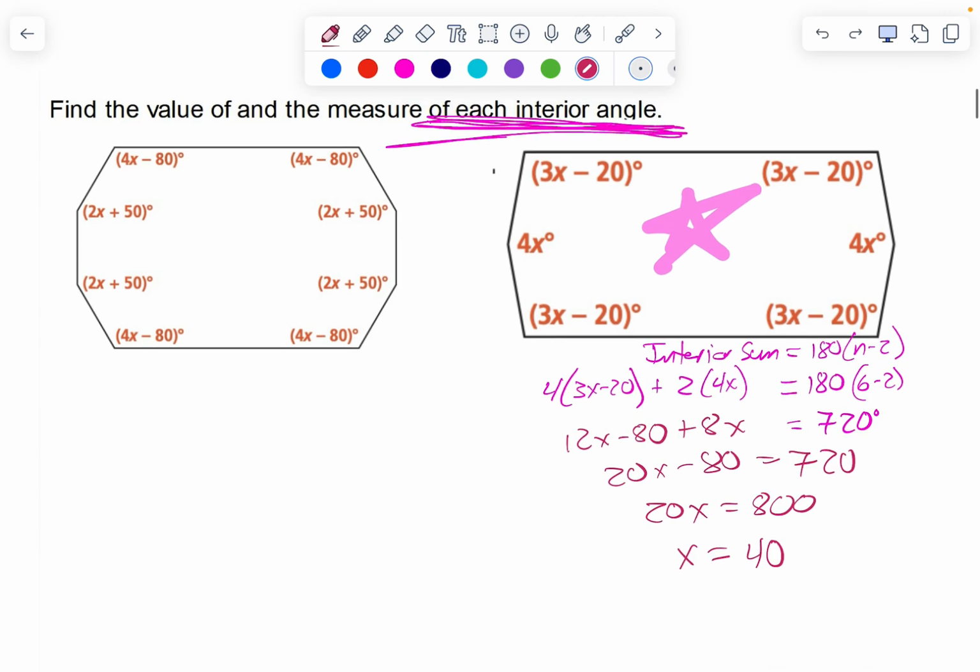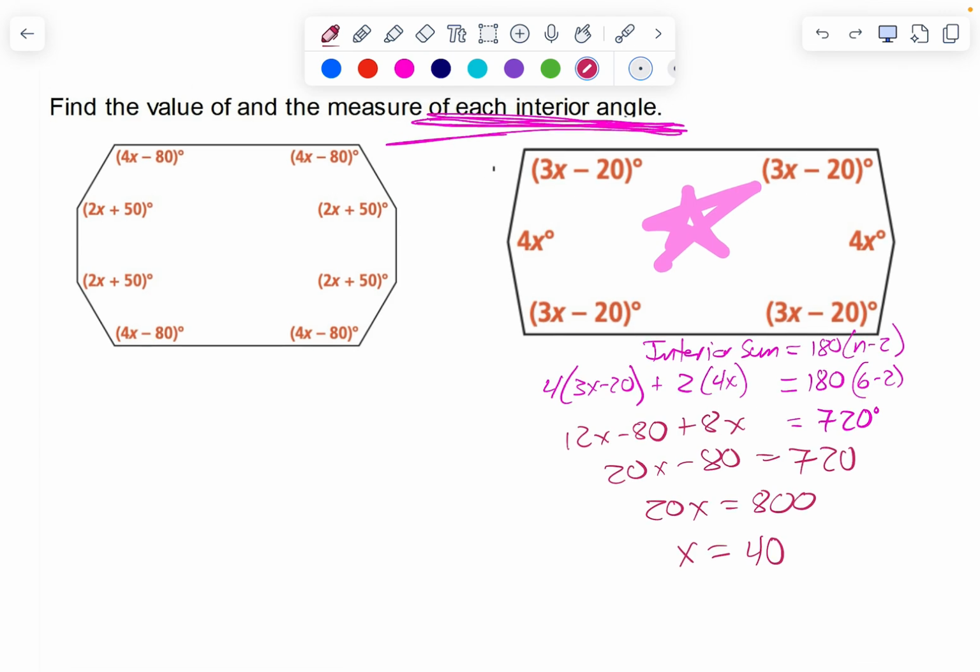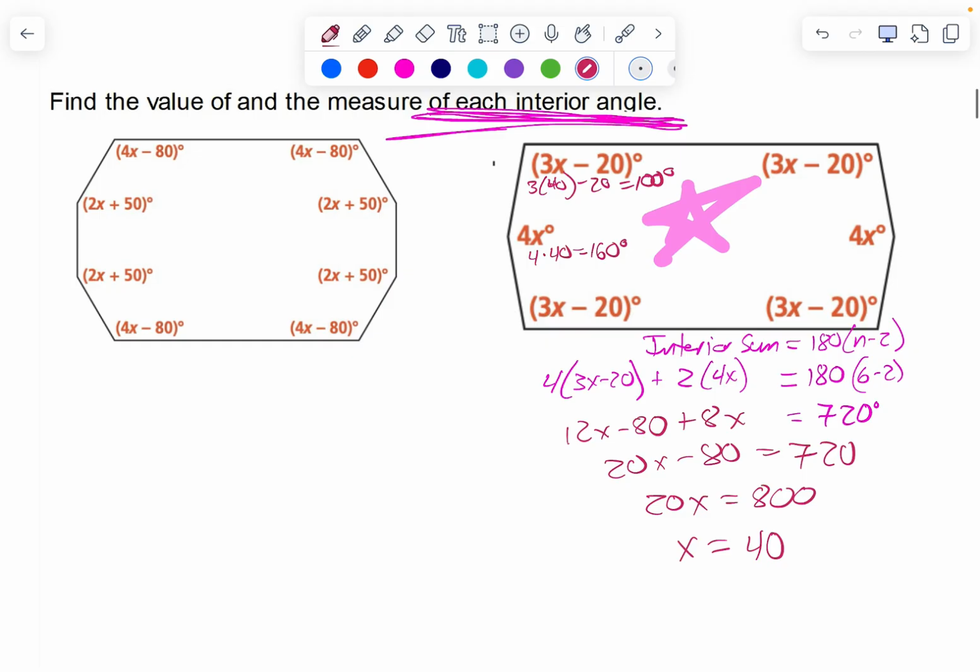x is 40, and then the problem went on to say what's the measure of each angle. Again, this is not the each angle formula, but we just take x equals 40 into each of these, and we'll get 3 times 40 minus 20. And I'm just going to write it once, and then on these, 4 times 40 is 160. Okay, how'd that go?